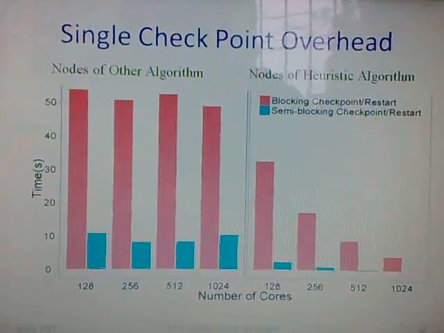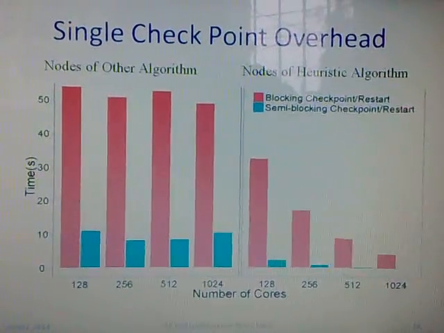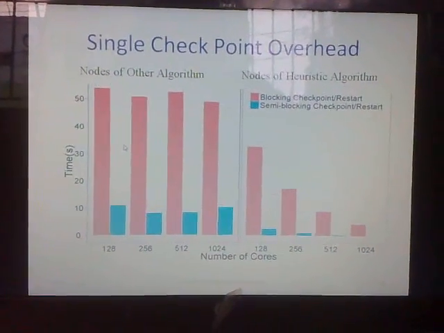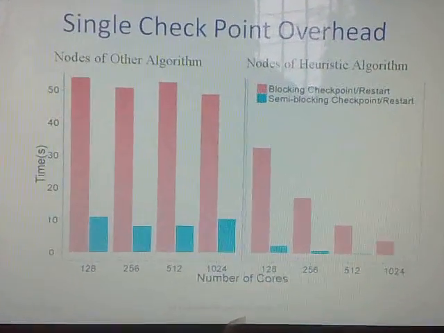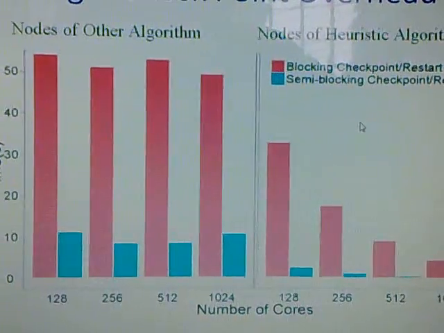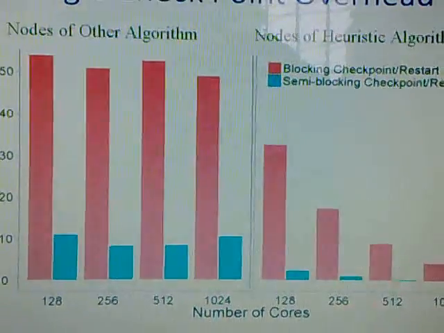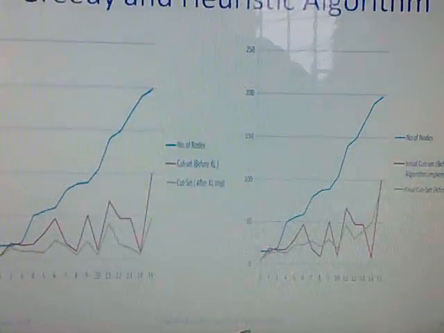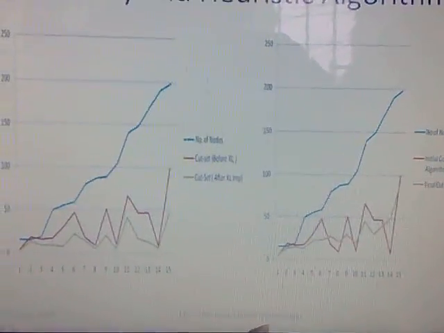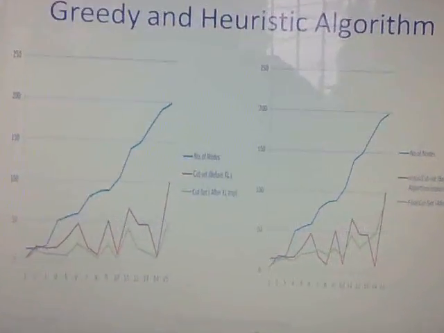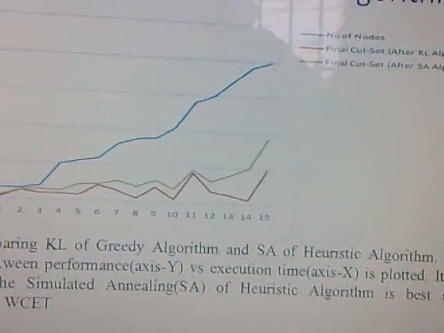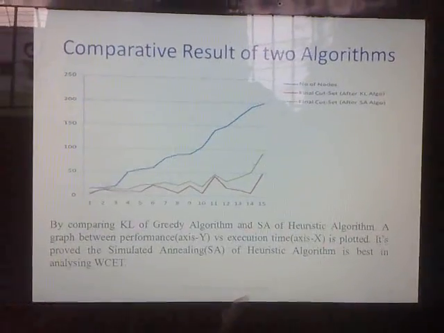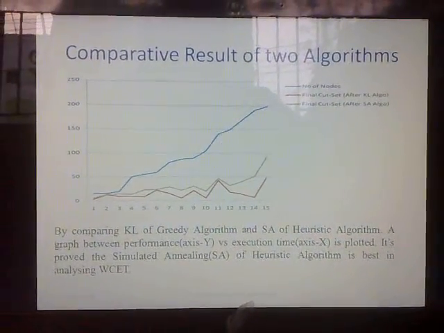A single checkpoint overhead. This is for a single node, showing how much time has been taken. The left side shows the other algorithm, the greedy algorithm, and the right side shows the nodes that have been taken for the heuristic algorithm. The time difference is very low. There is a comparison between the greedy and heuristic algorithms, and this is the compared result. By this I could say that my algorithm is better and the best compared to the other algorithm.